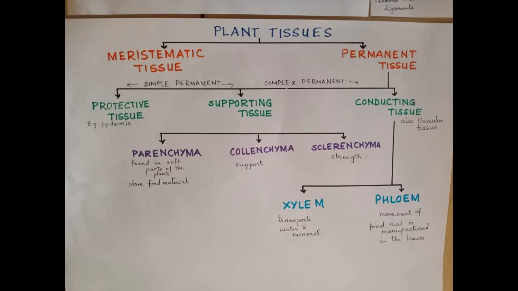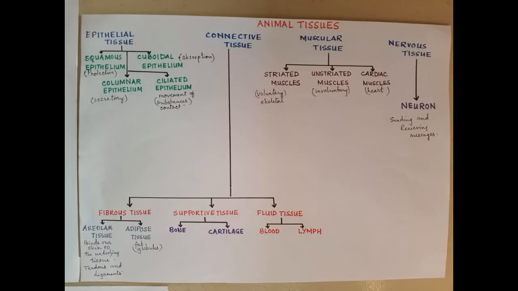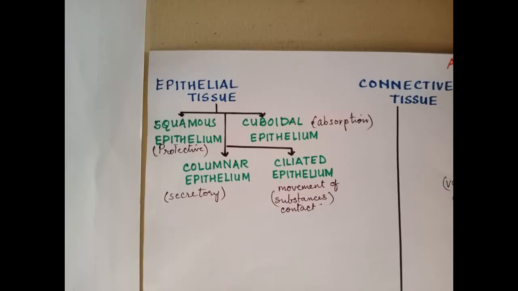Now let us know something about animal tissues. Animal tissue is categorized into four different categories. Number 1, epithelial tissue. Number 2, connective tissue. Number 3, muscular tissue. Number 4, nervous tissue. The epithelial tissue is again categorized into four different types depending upon the shape of their cells.